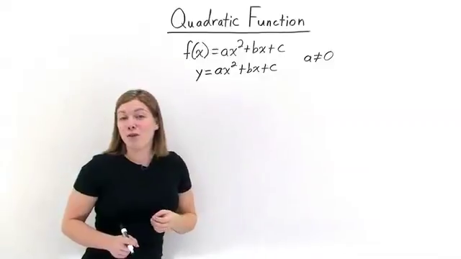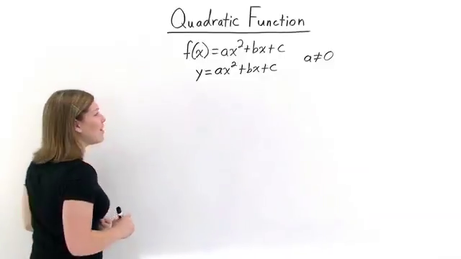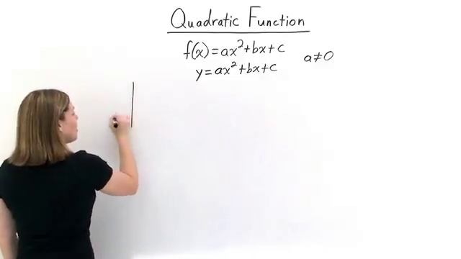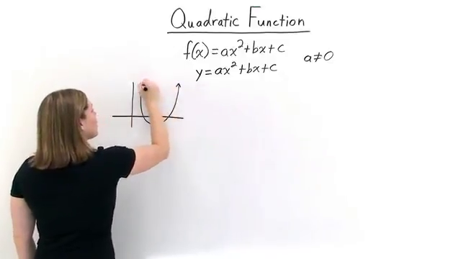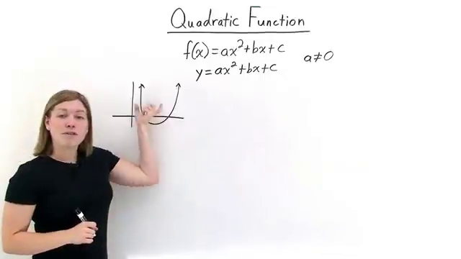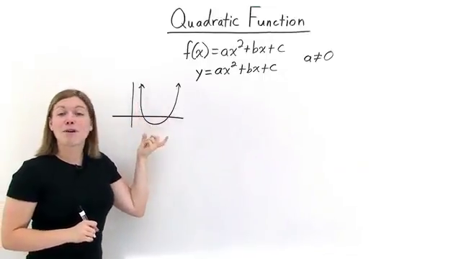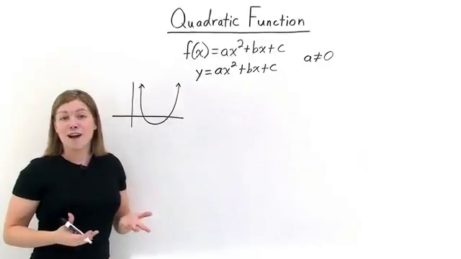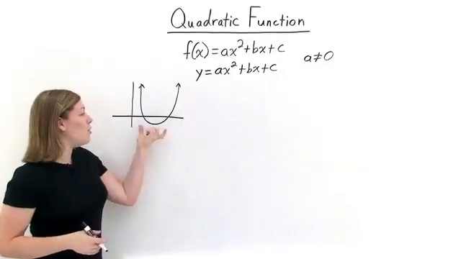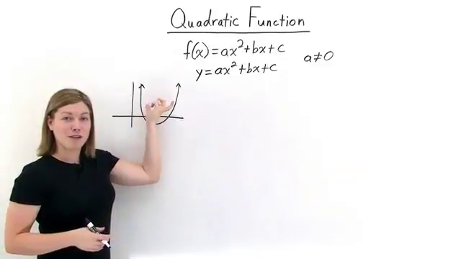So now we've seen the form for a quadratic function. Let's look at some graphs. Here's an example of a graph of a quadratic function. It looks like this: an upward-facing U, or an upward-facing parabola. A parabola is just the fancy name for a graph of a quadratic function. So here we have an upward-facing parabola.